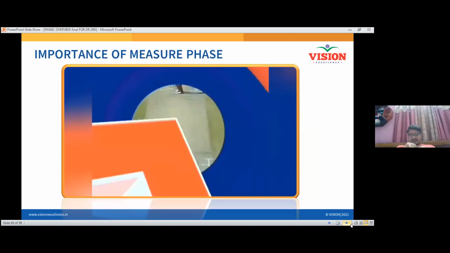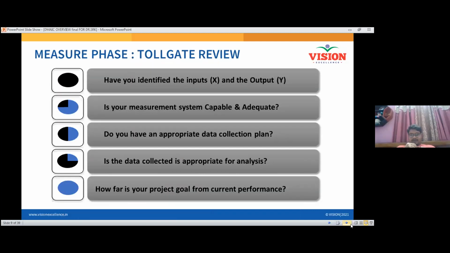Sorry, I have a fundamental question from this particular slide. Can you please go back? The last step here says how far is your project goal from the current performance. So will we not get this assessment in the analyze phase?